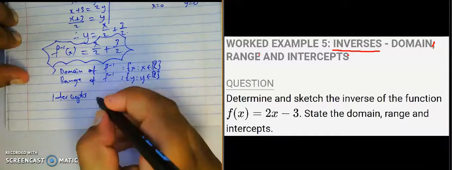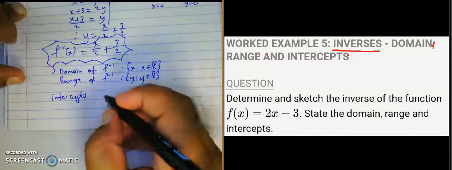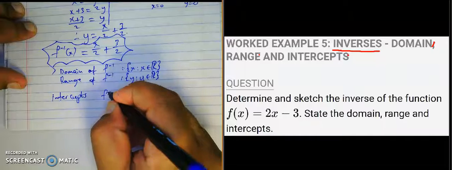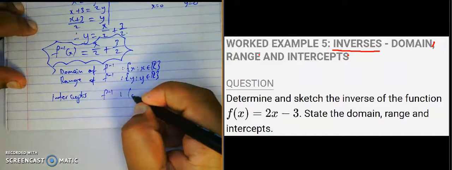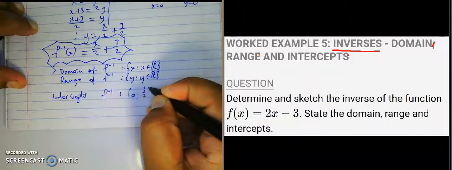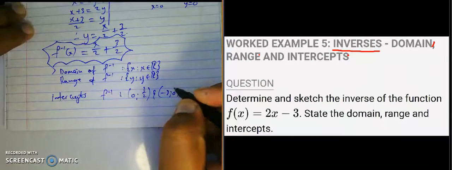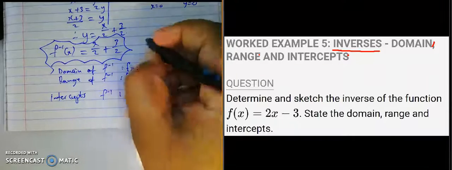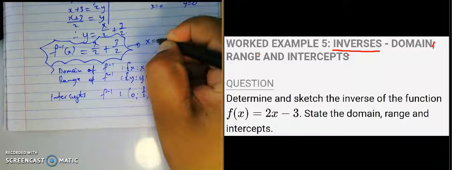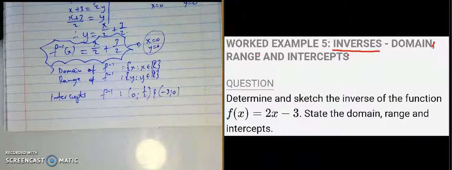I am going to make x and y 0 respectively. So my intercepts for my inverse would be (0, 3 over 2) and (negative 3 over 2, 0). And how do I get my intercepts? I make x and y 0 respectively. I hope that's clear, learners.